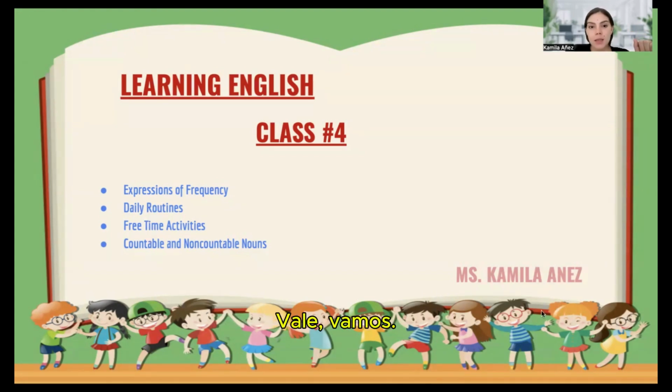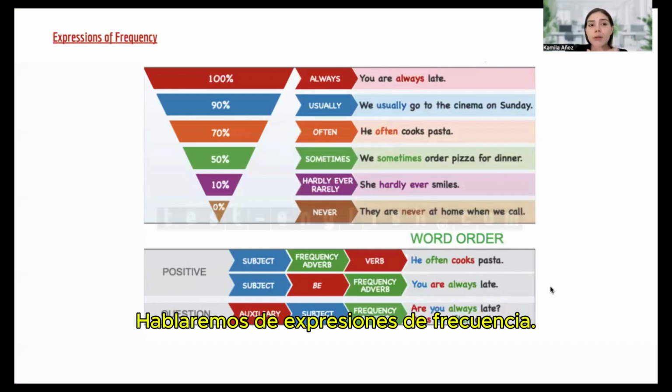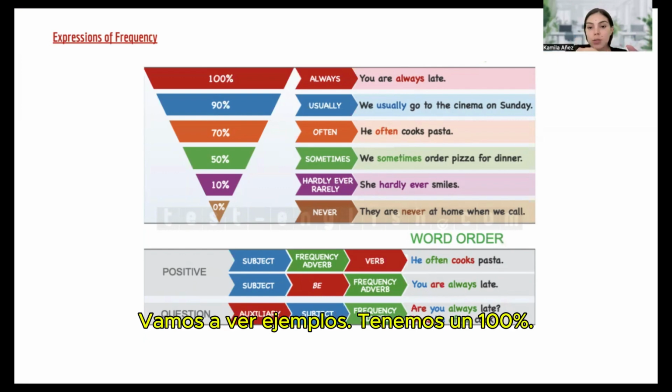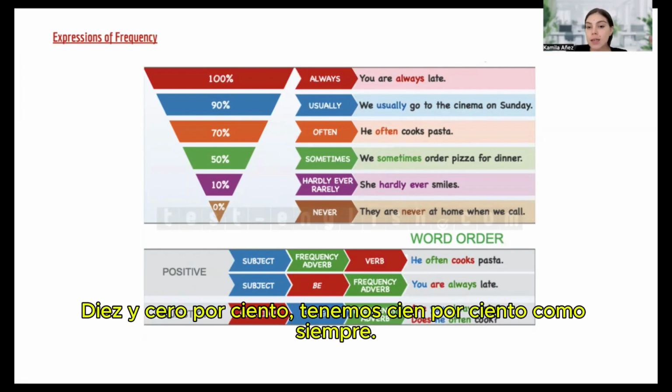All right, let's go. Let's keep going. We are going to talk about expressions of frequency. We have a lot of them. We usually use them to talk about the frequency of the sentence. We are going to see some examples here. We have 100%, 90%, 70%, 50%, 10%, and 0%.